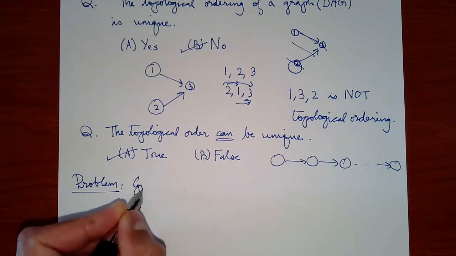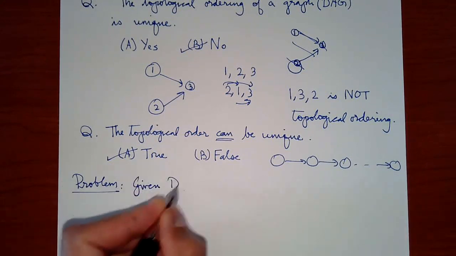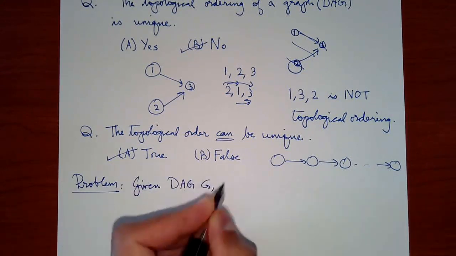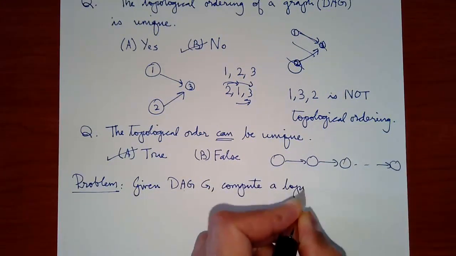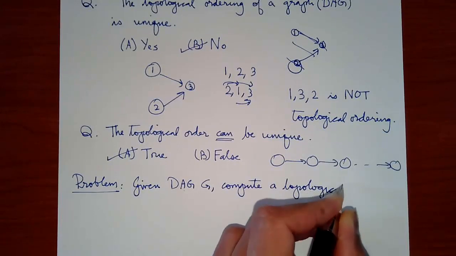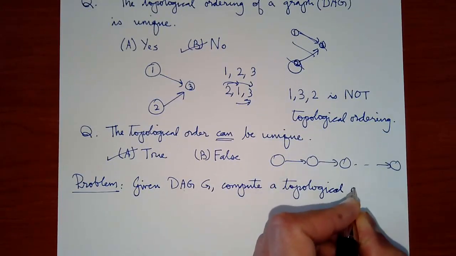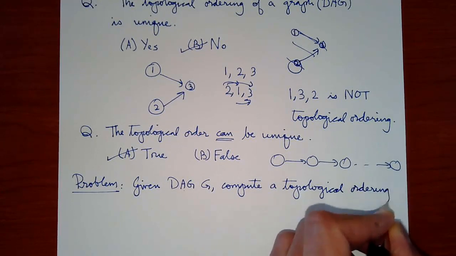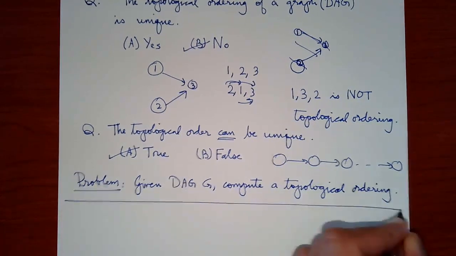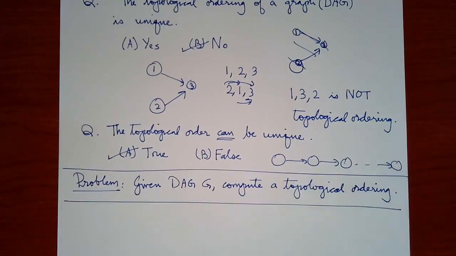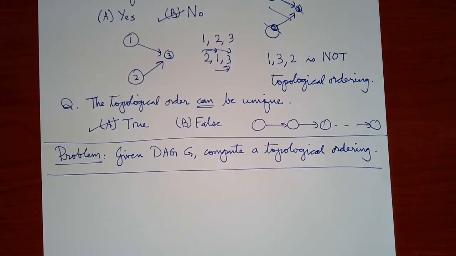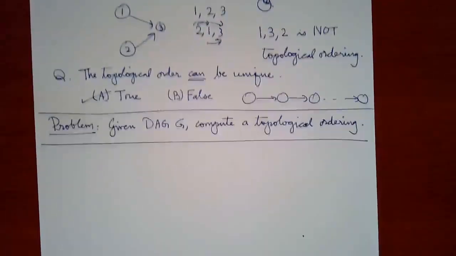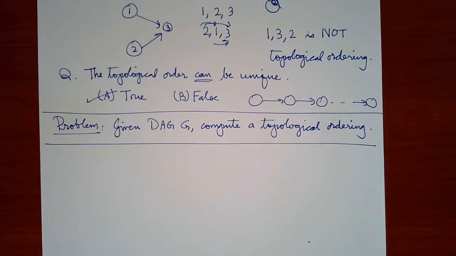Which is, given a DAG G, compute a topological ordering. And so this is, in some sense, a very important problem for which DFS is almost like the canonical answer. Okay, any questions so far?